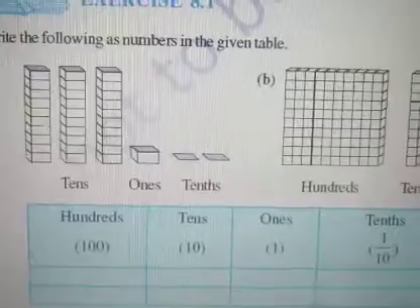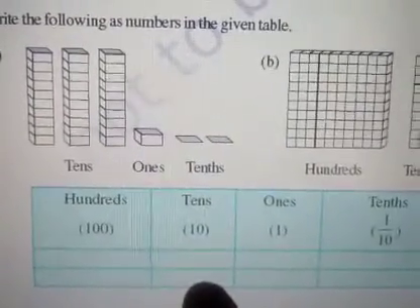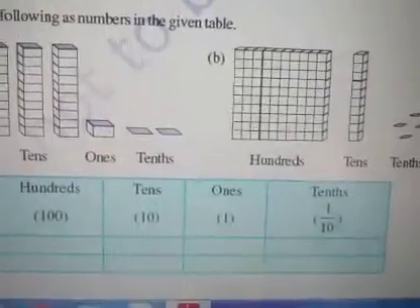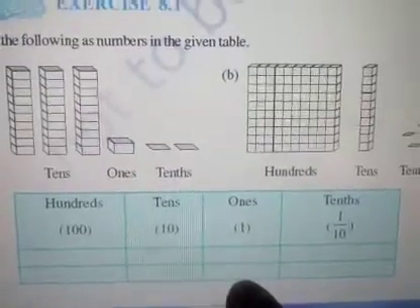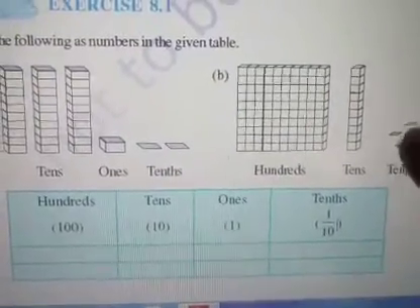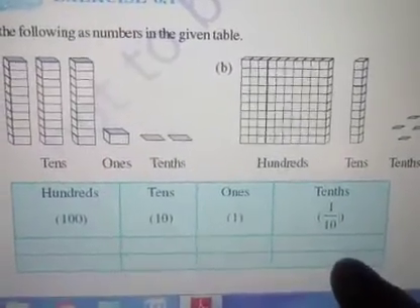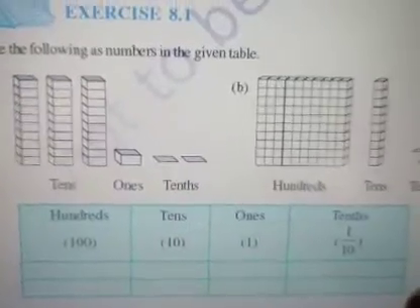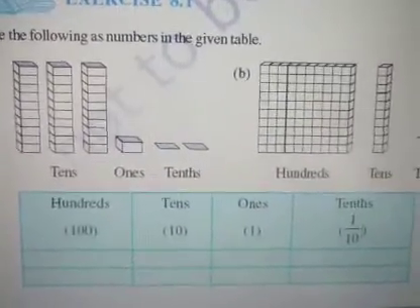How many tens are there? Only 1 ten is there. So you can put only 1 here. Then how many ones are there? No ones are there. So you can put 0 in the ones. How many tenths are there? 4. 1, 2, 3, 4. 4 tenths are there. So you can put 4 here. So what is the decimal number you are getting at last? 110.4. Understood? This is how you should write it.